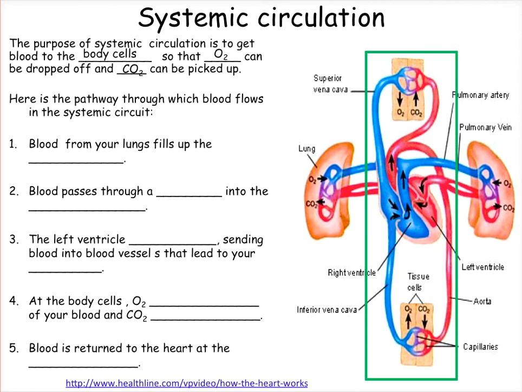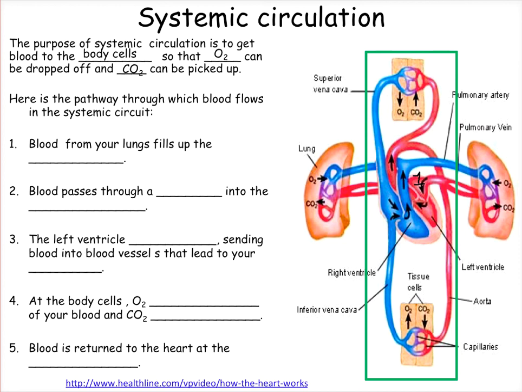Okay, so just like before, I'm going to show you the pathway through which blood flows in the systemic circuit. First, newly oxygenated blood from your lungs fills up the left atrium. That's here, number 1. If you noticed that this was the end of the pulmonary circuit from the last slide, you are correct. The systemic circuit is continuous with the pulmonary circuit.